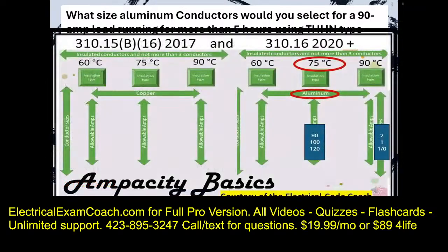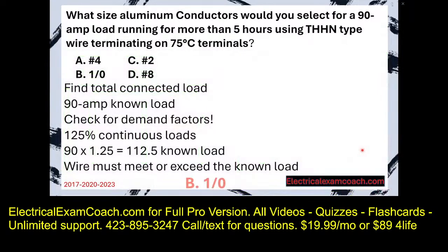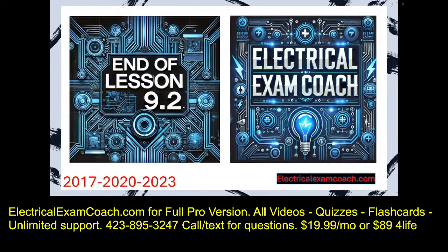We head to our primary ampacity table, but this time we have to be careful because they are wanting aluminum conductors. So we're actually going to start on the right-hand side of this table. We're in the 75 degree C column. We come down and we find a wire that meets or exceeds the known load, and we find out that it needs to be on a 1/0. That's the end of lesson 9.2.